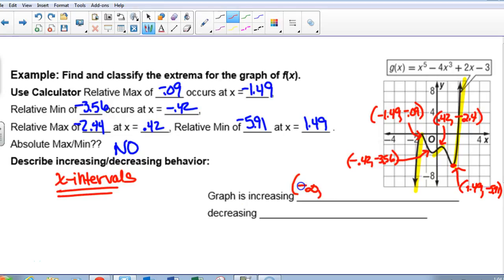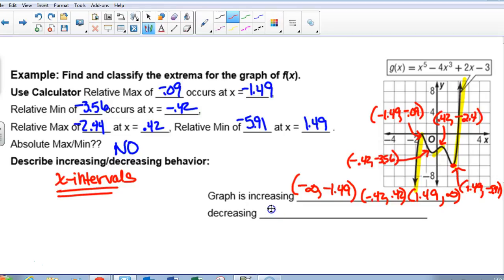Good job. Those are the x values, okay? Then where is it increasing again? It is again at 1.49 to infinity, but there was a little stretch in the middle. Okay, everybody get that little stretch right there in the middle? It was also increasing.